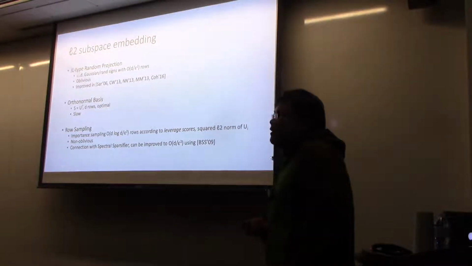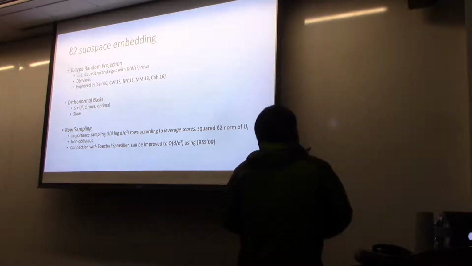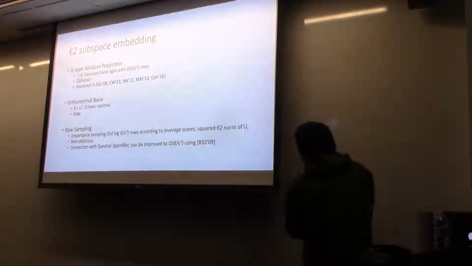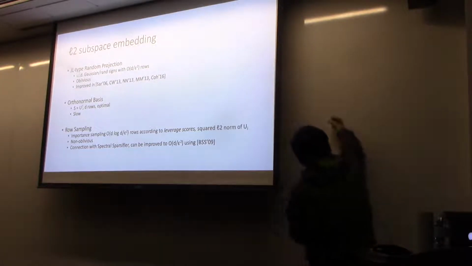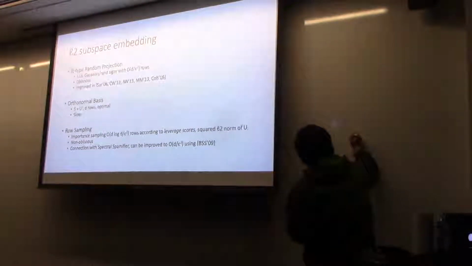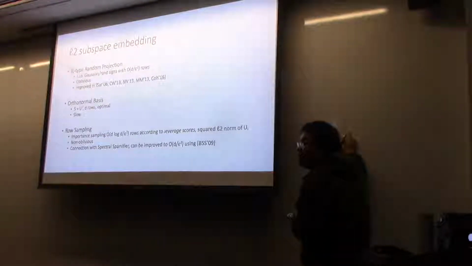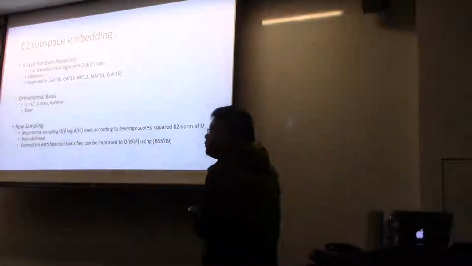Why is this true? Recall the definition of subspace embedding: for all vectors Ax in the column space of A. U is A, right? U is equal to A. Yeah, U is equal to A.